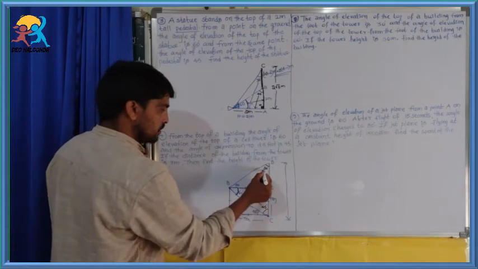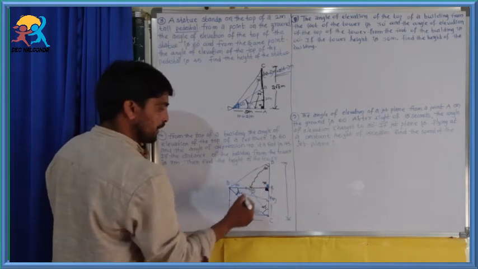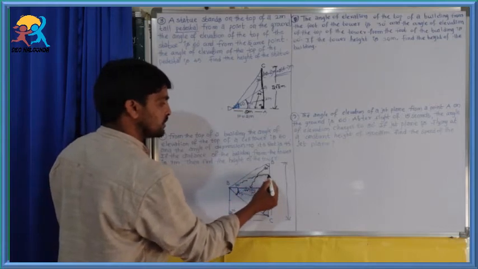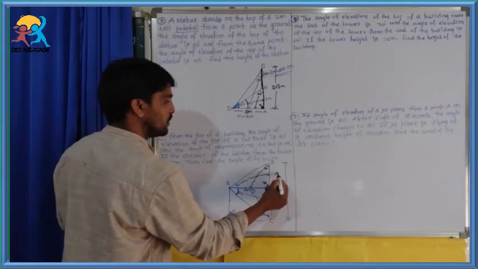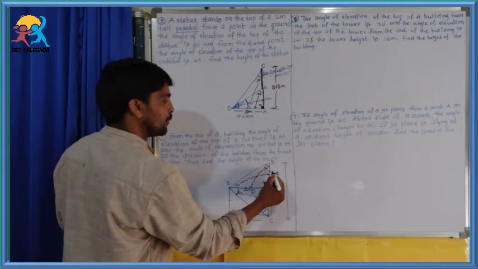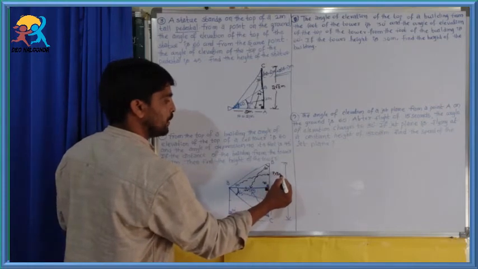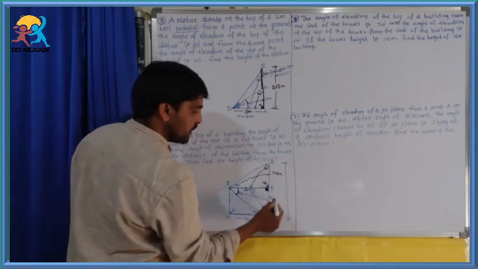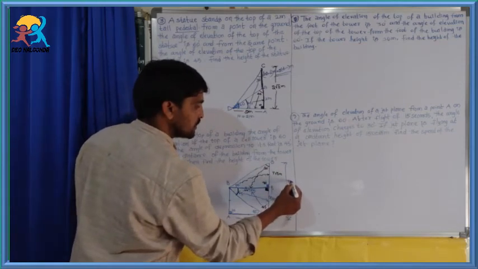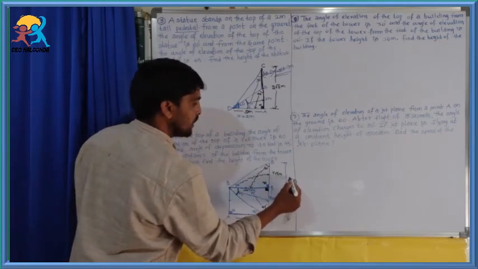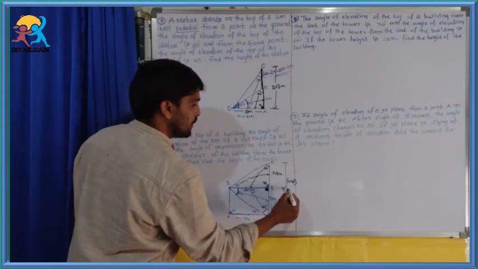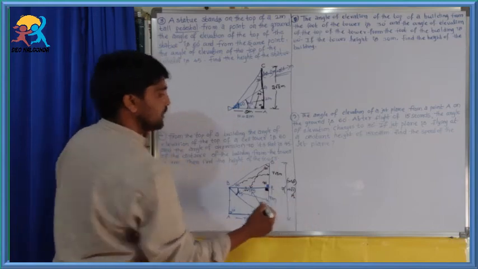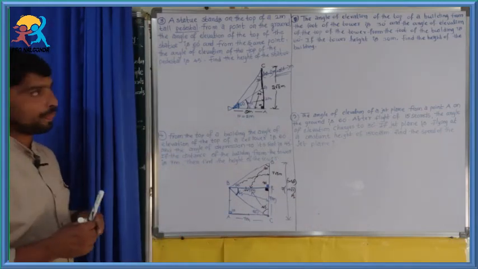See, 30 degree opposite is 1 unit. 1 unit value is 7 meters. Then 60 degree opposite side is root 3 units, which is 7 root 3 meters. Finally, the height of the tower is CD, 7 plus 7 root 3. Taking the common term 7 out, 7 times (1 plus root 3). This is the height of the tower CD.